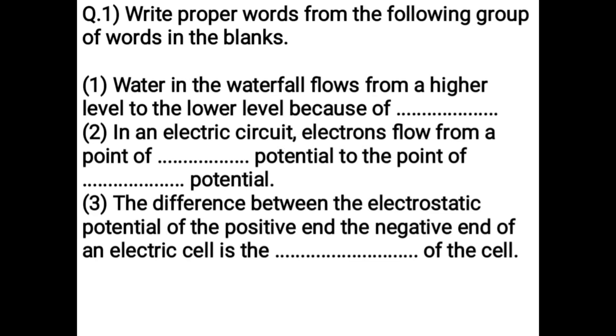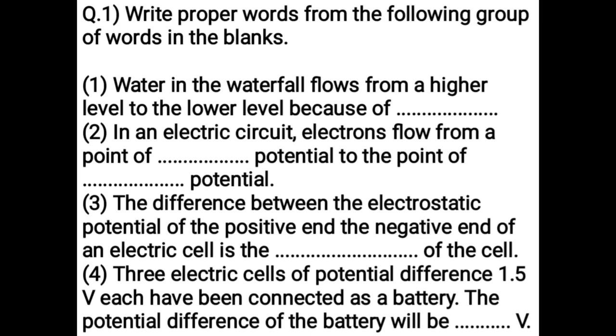Lower, higher. The difference between the electrostatic potential of the positive end and the negative end of an electric cell is the dash of the cell. Potential difference. 3 electric cells of potential difference 1.5 volt each have been connected as a battery. The potential difference of the battery will be dash volt. 4.5.